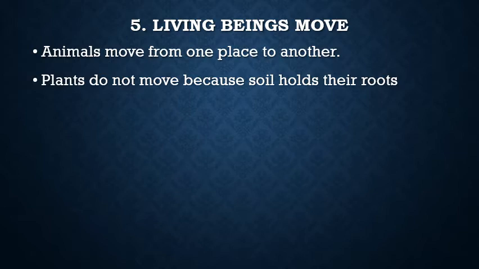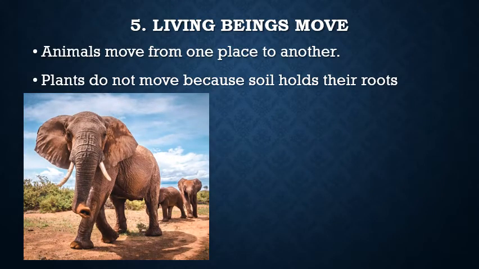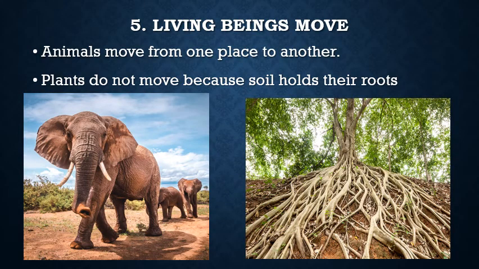Movement in animals, there are special organs for this. That is, different organs for locomotion, like the legs; the snakes crawl. All these are the different organs for locomotion or movement. But plants cannot move because they are rooted to the soil.